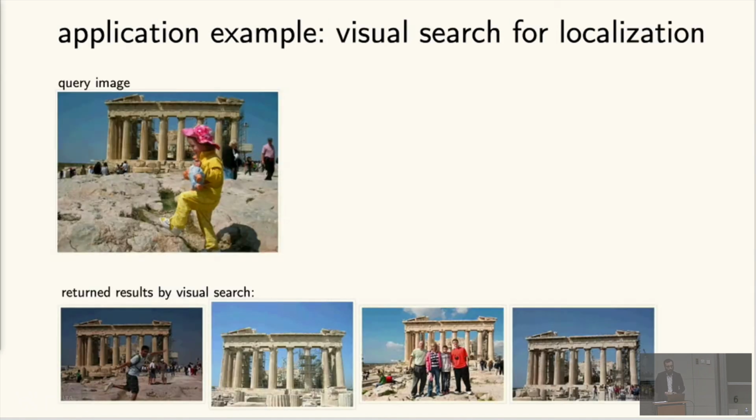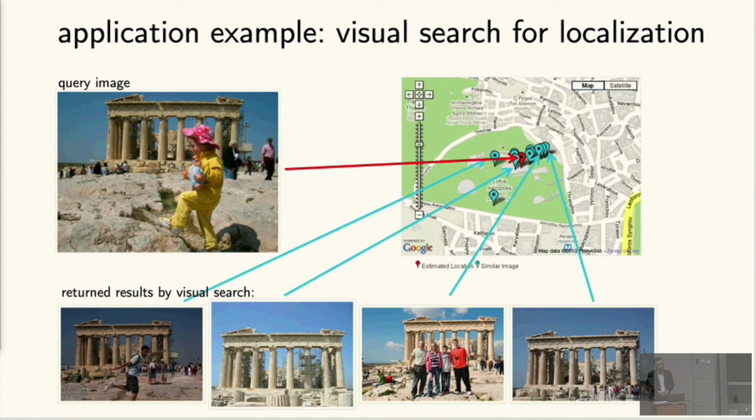Or another application example where visual search is often used is localization. We have a query image, and by finding the most relevant images with visual search, any knowledge that accompanies these images can be potentially, with some further processing, transferred to the query. And this is, for instance, the case of GPS information, where the geotags of the relevant images are used to geolocalize the query as well.